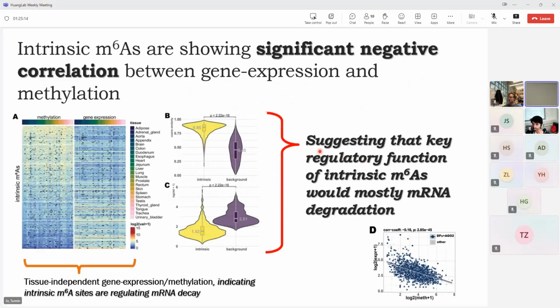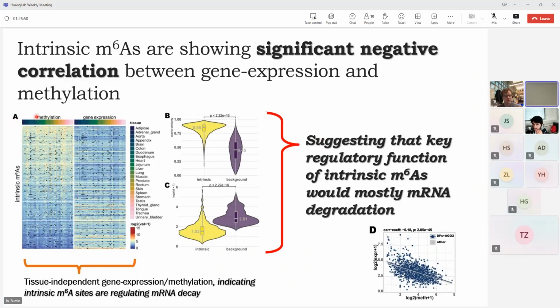So far, what we observed is we identified intrinsic sites, examined the interesting features of those intrinsic sites, and then investigated why they are deposited across tissues independently, but also show a various range of methylation levels among the intrinsic sites themselves. The next question is, what are the downstream mechanisms, as in why they are methylated and what happens after their methylation. So we are going to see the downstream result.